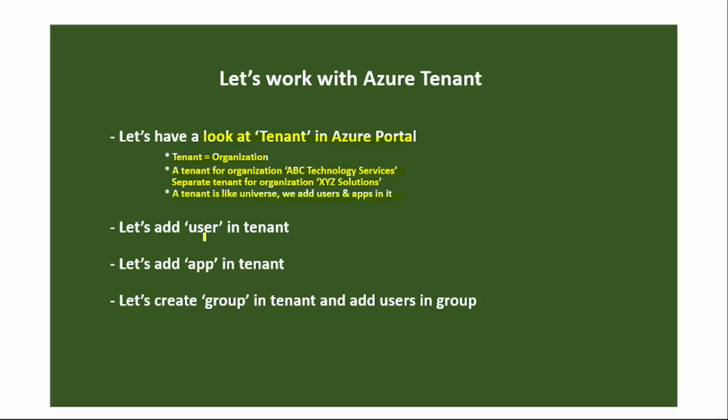So in this video let's add sample user in tenant, let's add app, that is application, in tenant. And so guys, this app is our application for which we want to add Azure AD authentication. Okay, and then we will create group in tenant and we will add users in group. So let's go to the Azure portal.